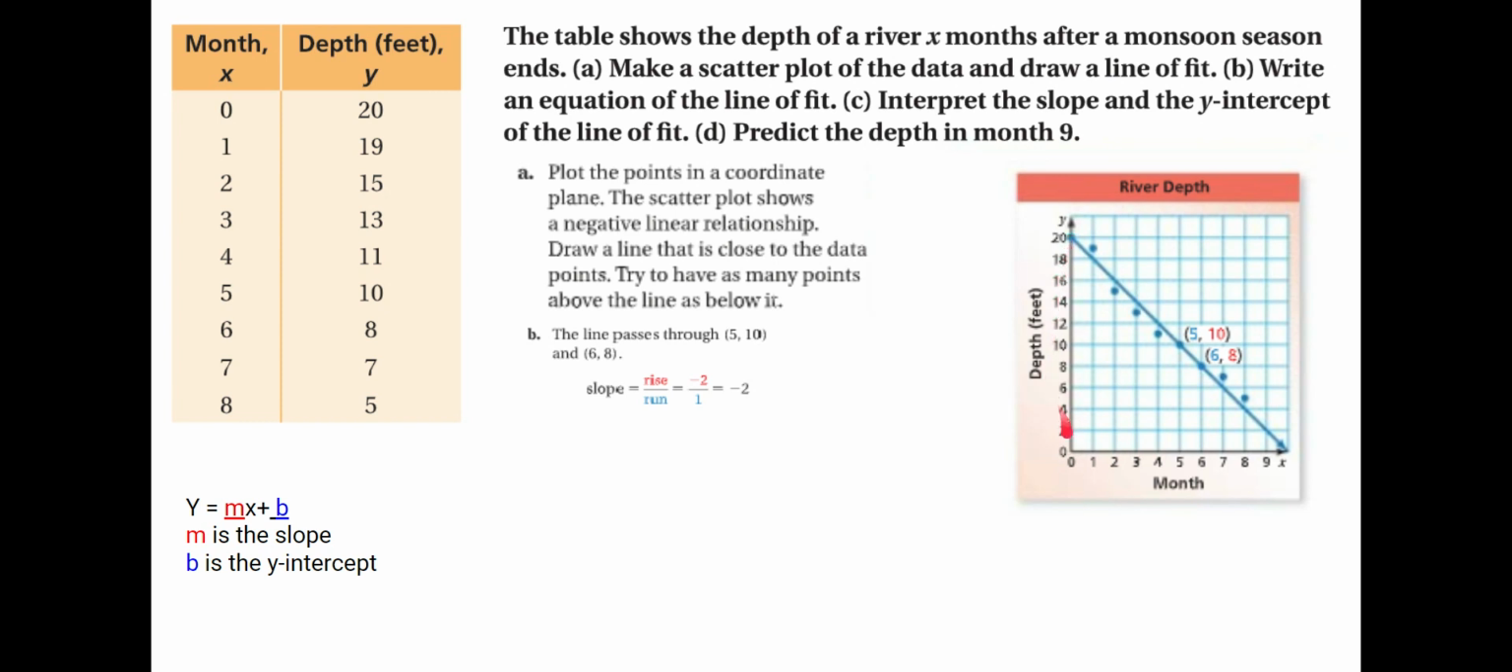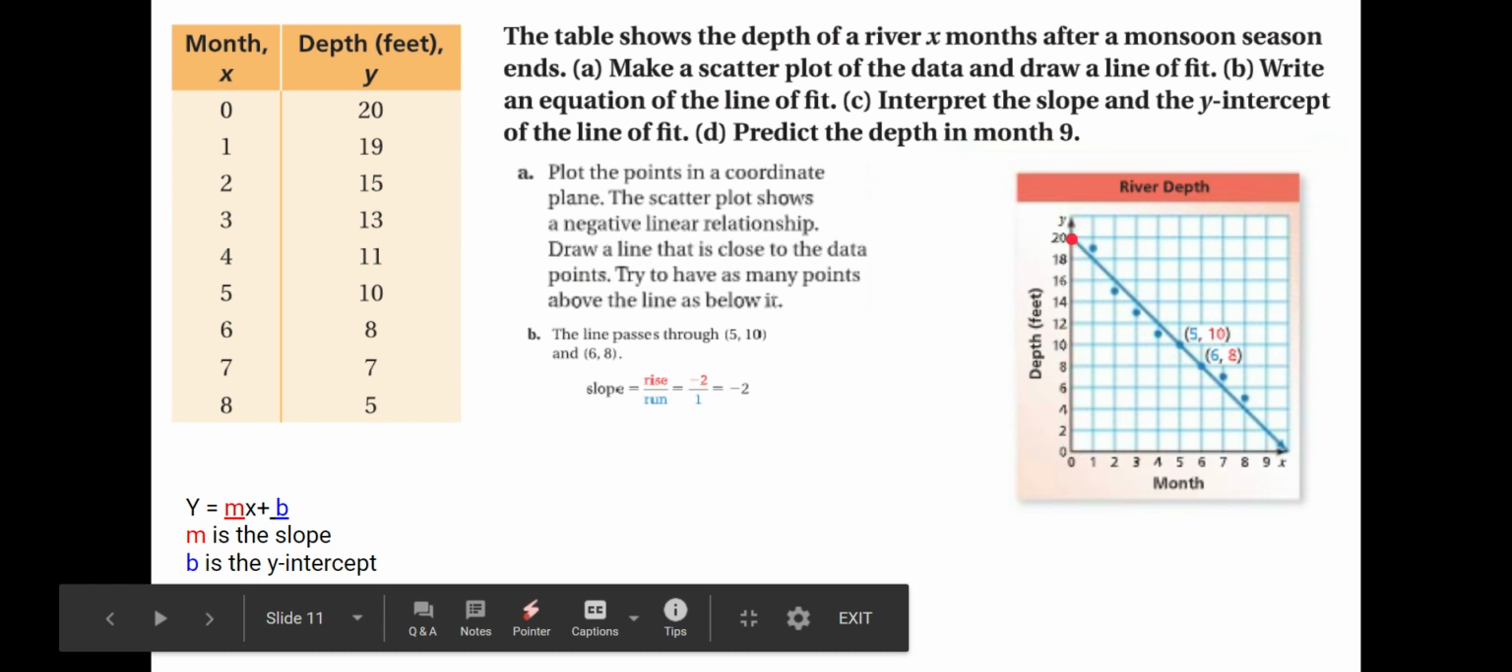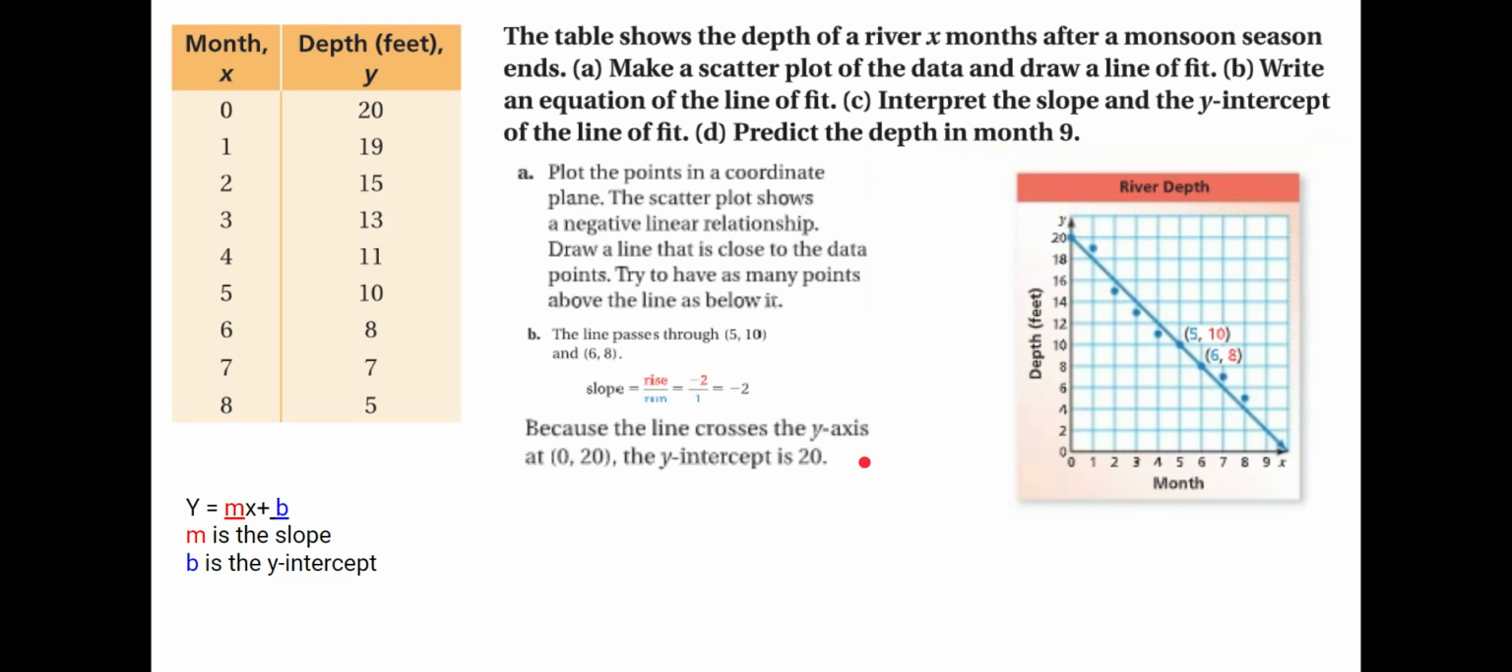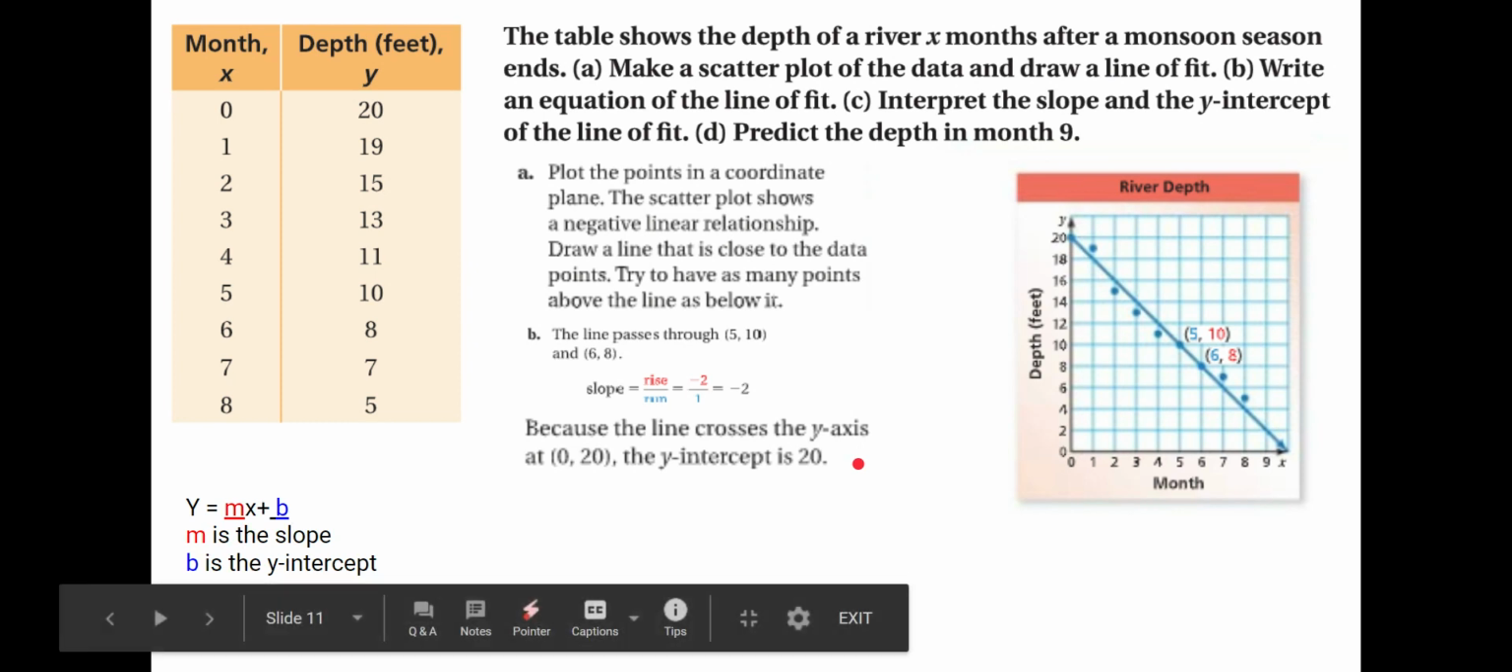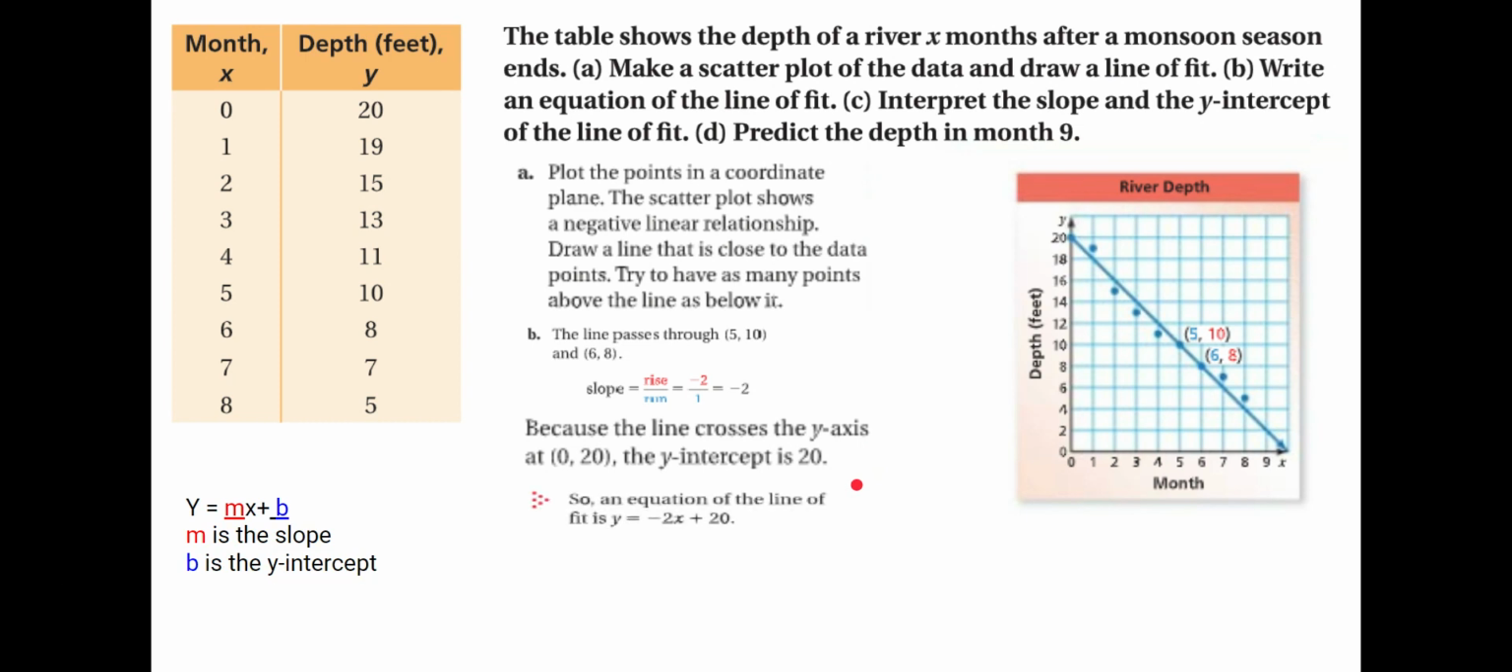Also, I know that because x is 0, y is 20, that's the y-intercept. So the y-intercept is 20. Since you found the slope and found the y-intercept, now write the equation by substituting the value of the slope, -2, and the value of the y-intercept, which is 20, in the equation. And here's the equation of this line: y equals -2x plus 20.